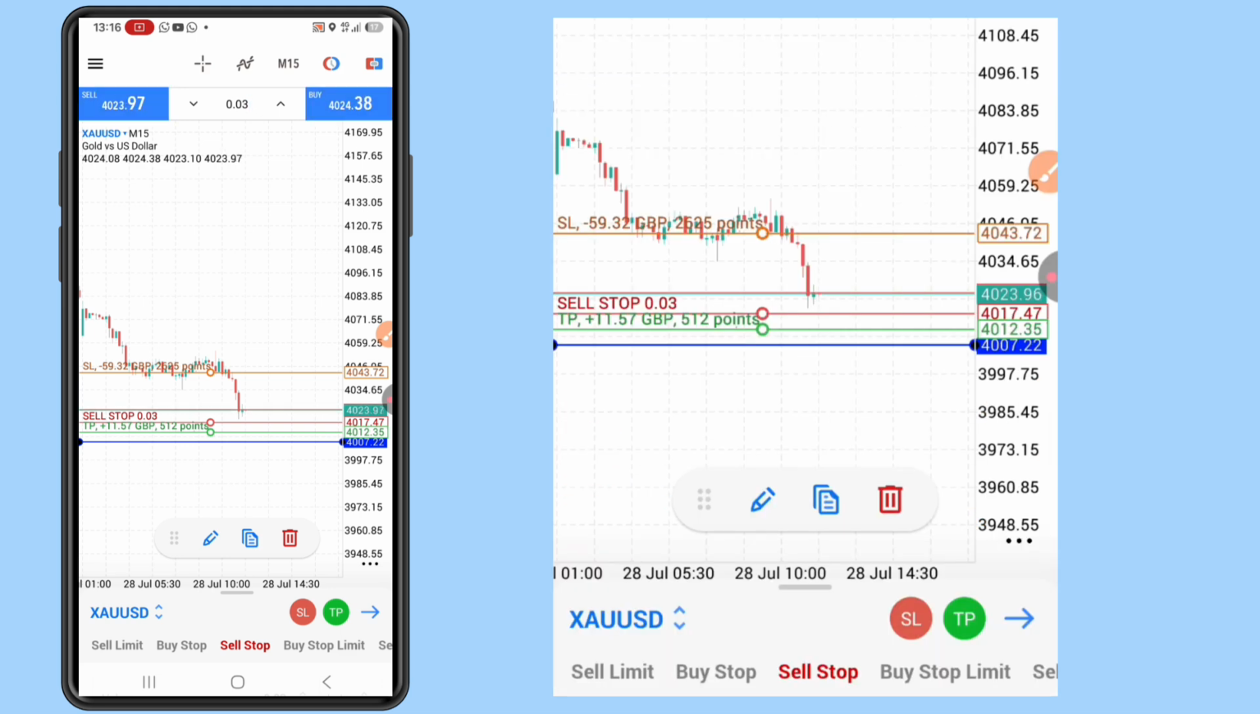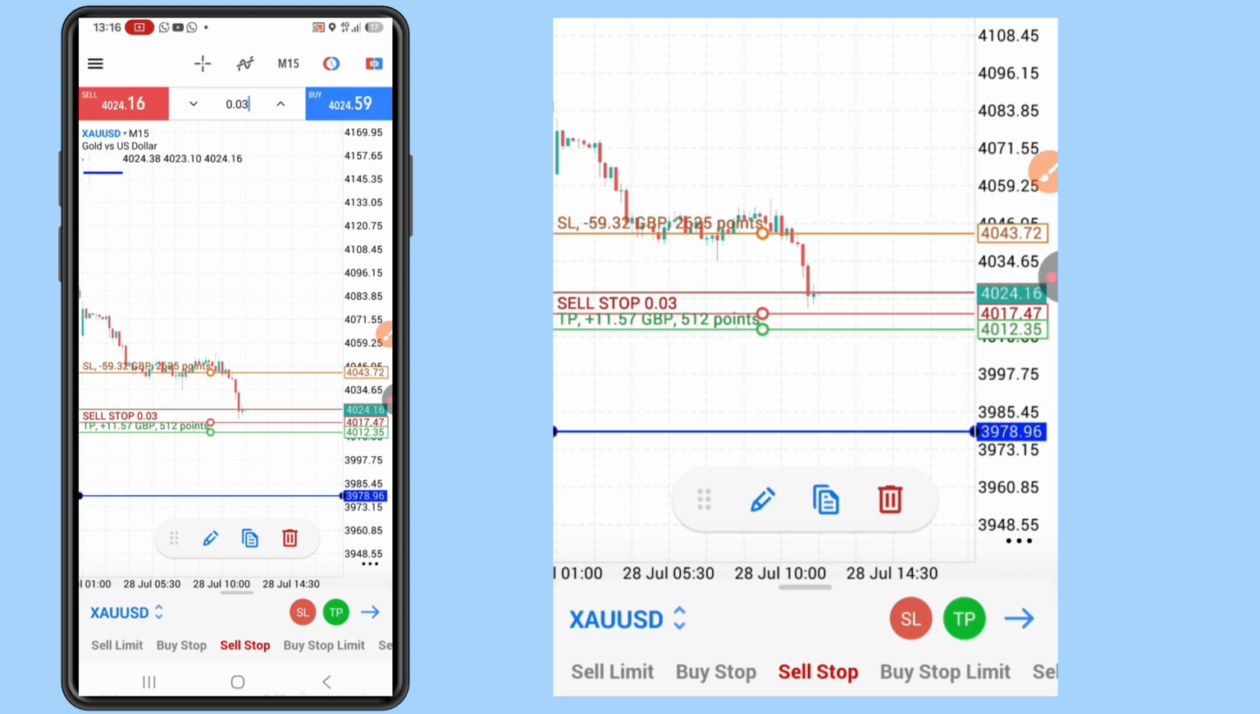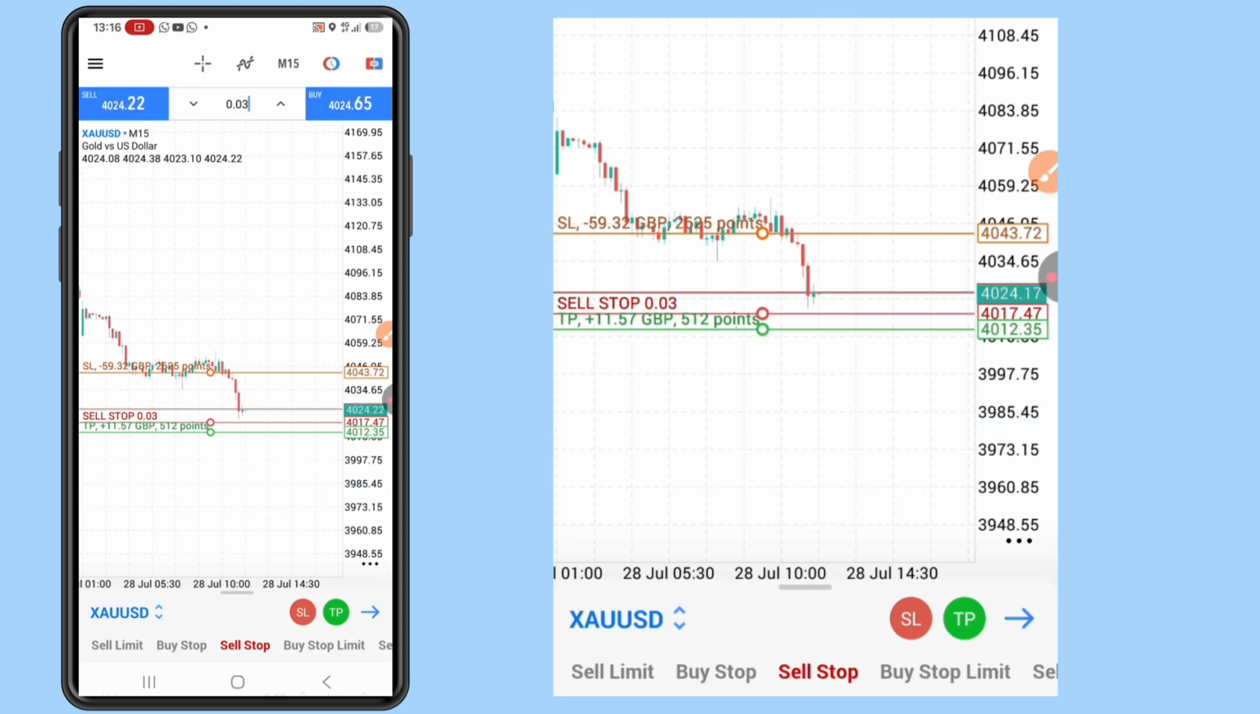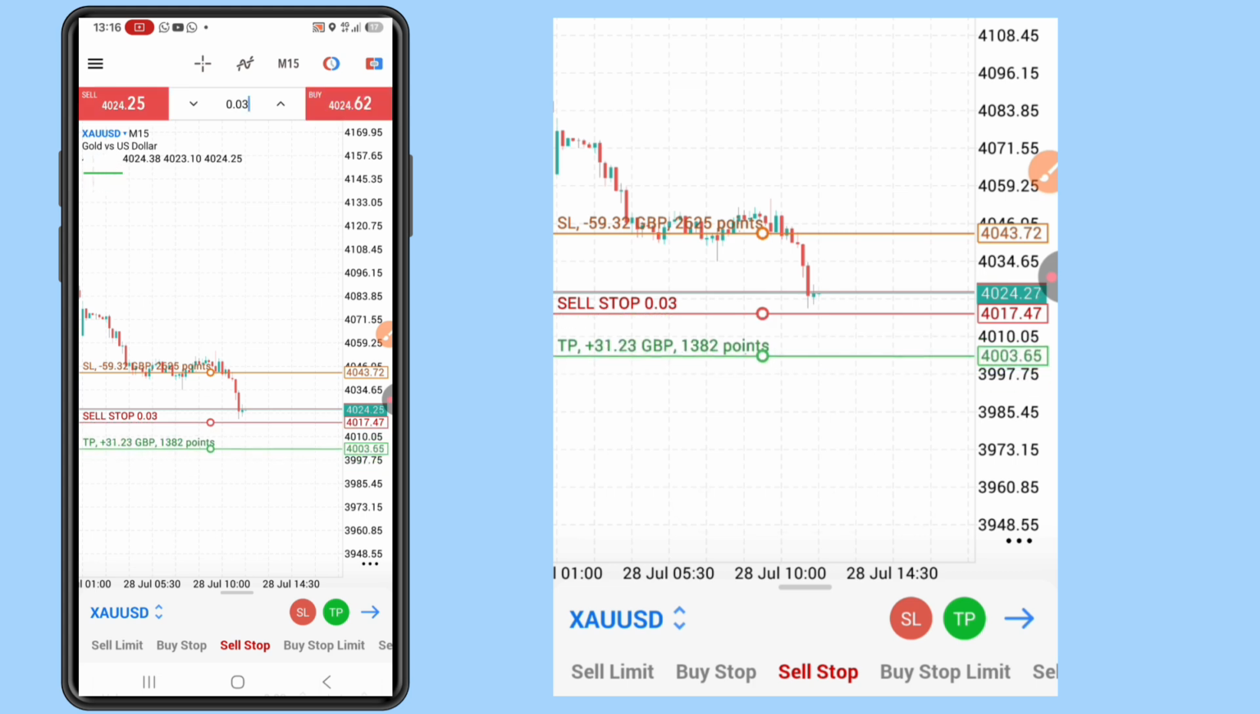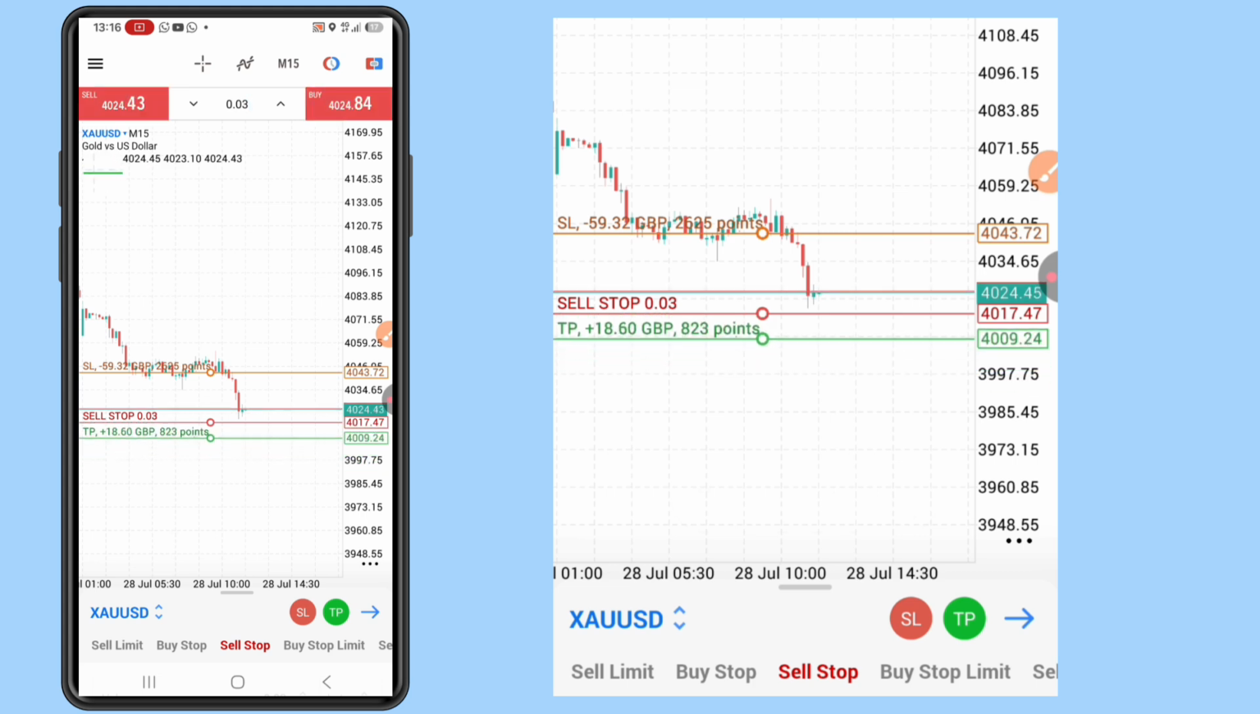Based on this, I am not following the normal take profit. Let me first remove this. If I use the normal take profit, which is somewhere here, it can make me $30. But let me reduce it to 20. I want to make at least 20, and my take profit is there.